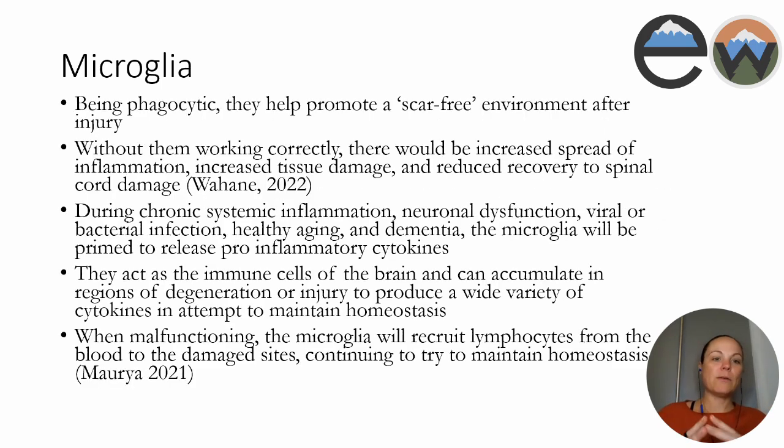Okay. So microglia, they're supposed to be phagocytic, right? They're supposed to help eat things up, which would promote this scar-free environment after an injury because it's cleaning all that stuff up. You don't have all this astrocyte inflammatory reactivity. It would be cleaned up. But without them working correctly, you're going to increase the spread of inflammation. You're going to increase tissue damage. You're going to reduce recovery to spinal cord damage, right? So we need microglia activity also to be normalized.